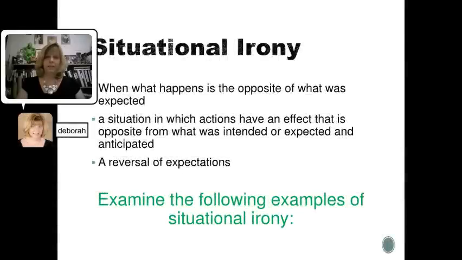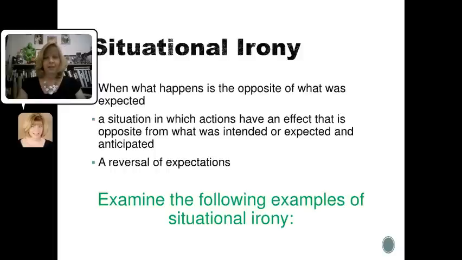So we just looked at some examples of verbal irony. Now let's talk about situational irony. Situational irony is when what happens is the opposite of what was expected, or a situation in which the actions have an effect that's opposite from what was intended or what was expected or what was anticipated. Situational irony often involves some sort of reversal of these expectations.